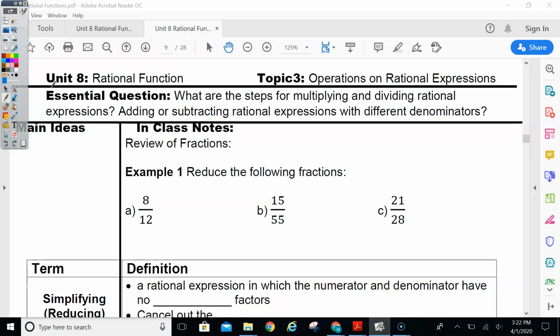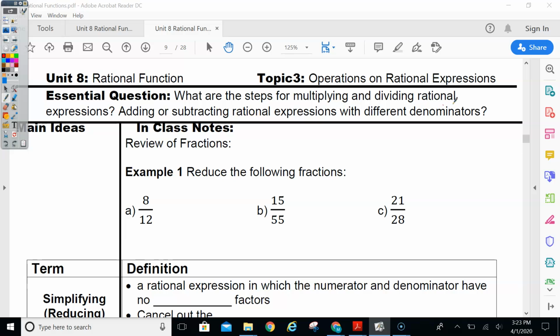Alright, so the next topic is operations on rational expressions. Now this topic actually is going to take us all of next week as well. So we'll do one page today with simplifying, and then Monday we'll do multiplying, dividing, and then adding and subtracting. Okay, so the first part of it is what are the steps for multiplying and dividing these rational expressions.